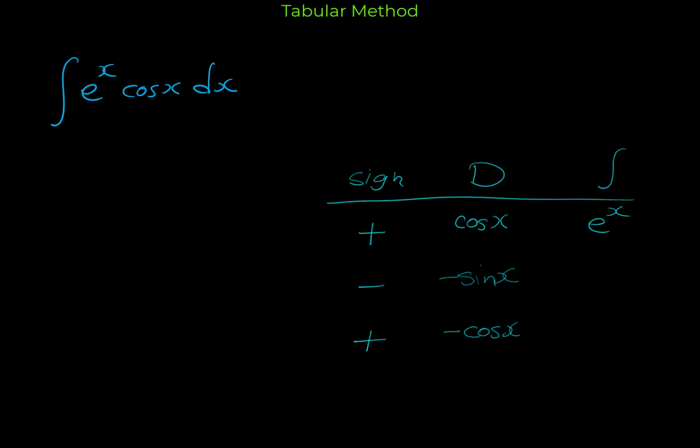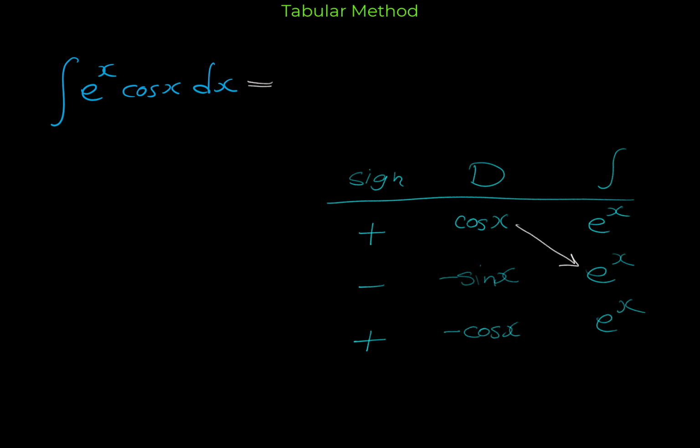Take the integral of e to the x. The integral of e to the x is e to the x, and again e to the x. The answer of this integral is found like the usual tabular method. We have to multiply the first function in the derivative column by the second function in the integral column. Actually here all of them are the same, but the rule in the tabular method is always to multiply the first function in the derivative column with the second function in the integral column.